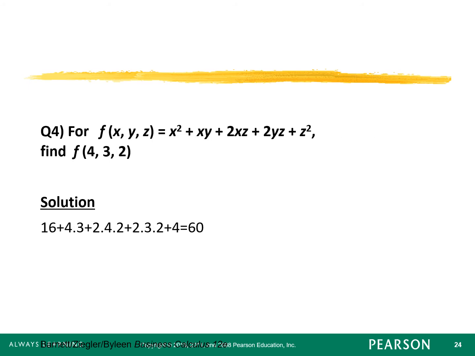So the fourth question is f(x,y,z) equals this equation, and we are going to find f(4,3,2). So we are going to put 4 when we see x, 3 when we see y, and 2 when we see z, and the answer will be 60.